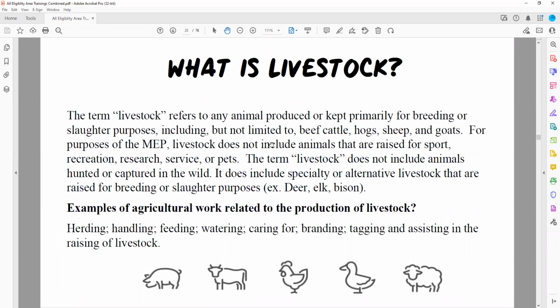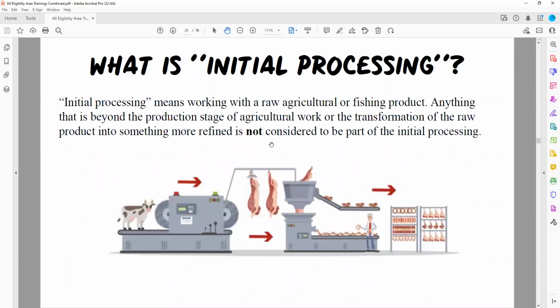It is things that are not raised for sport, recreation, research, service, or pets. So it says the term livestock does not include animals hunted or captured in the wild, but let's say someone is raising elk for meat or bison for meat, that possibly could be eligible if it was for breeding or slaughter purposes. So some examples of types of work that could be in this area would be herding those animals, handling them, feeding, caring for them, branding, tagging, and assisting in the raising of the livestock.